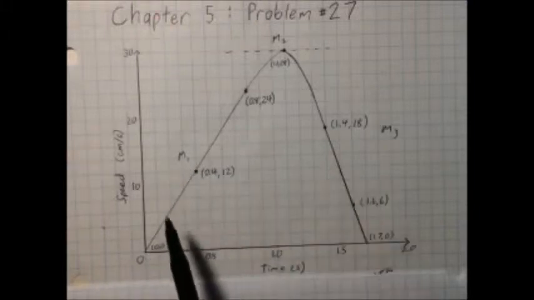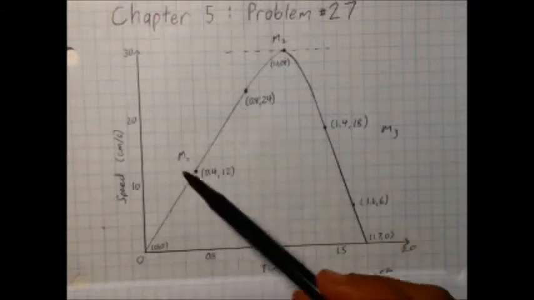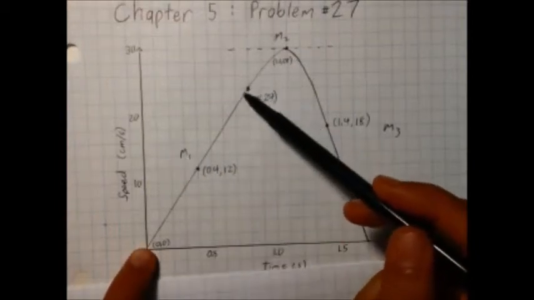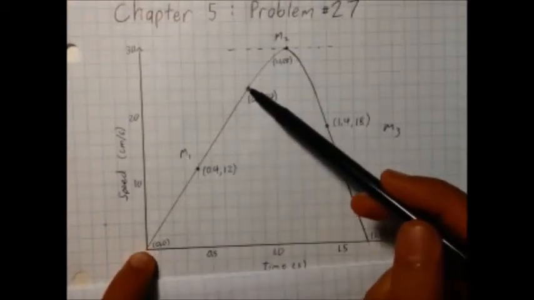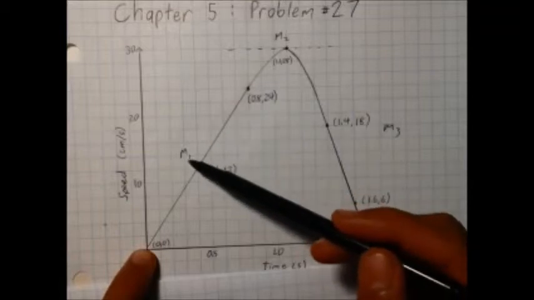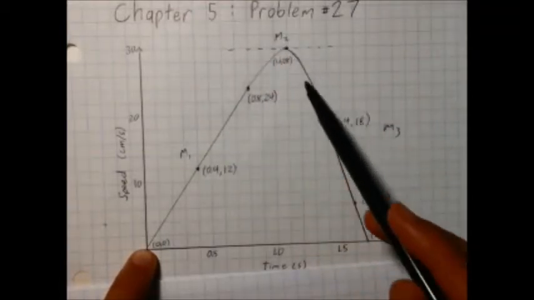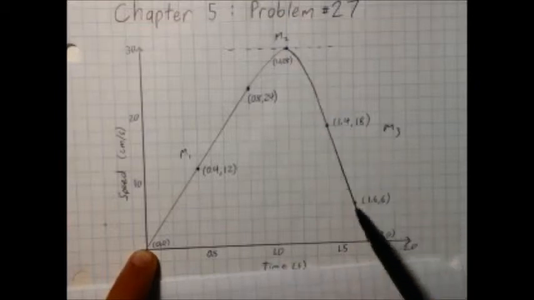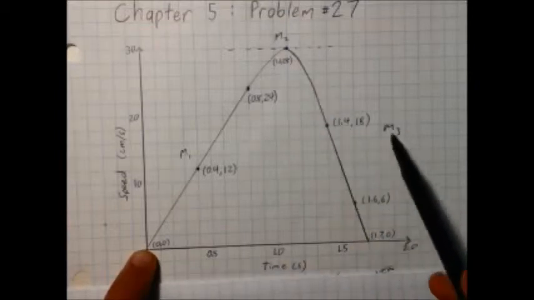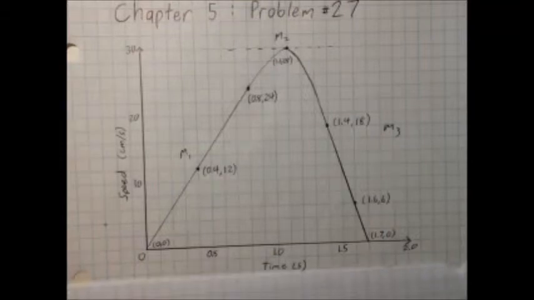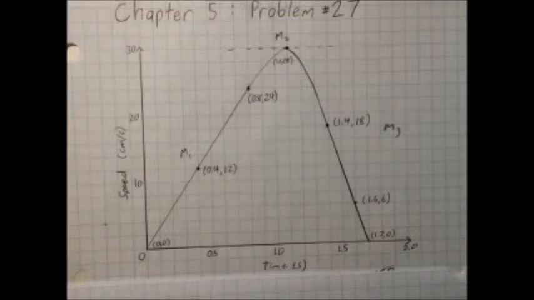So if you think about it in three parts, I labeled this positive straight line as M1. The very top is M2, and the right side of the graph with a negative slope as M3. So to find acceleration, we just need to find the slope of the graph at any given point. As we can see, this is a speed versus time graph.